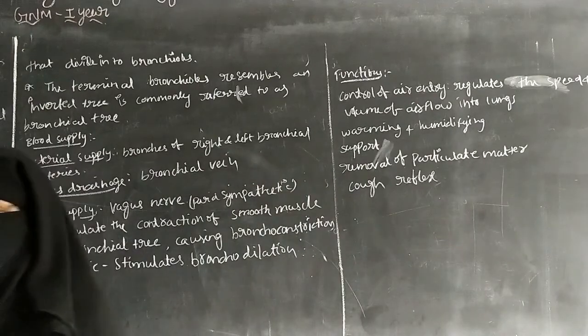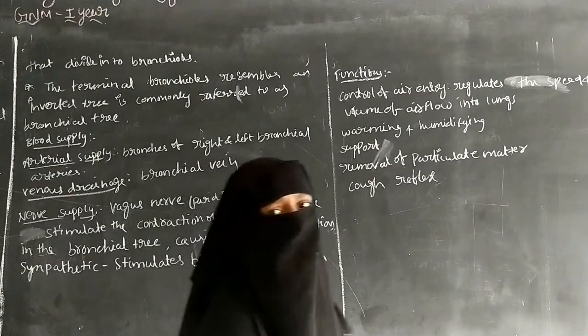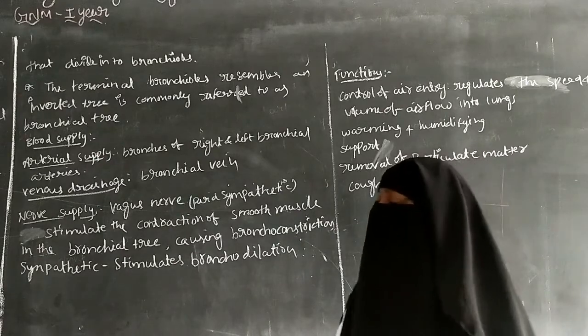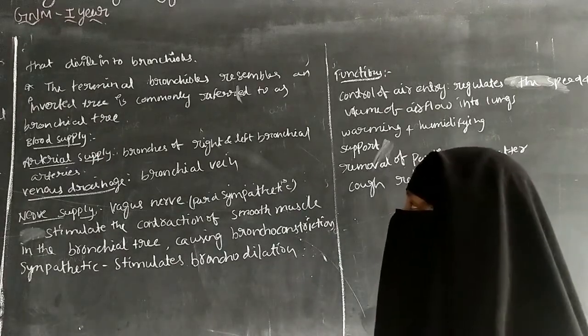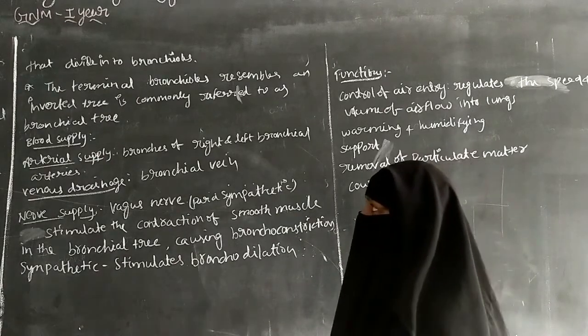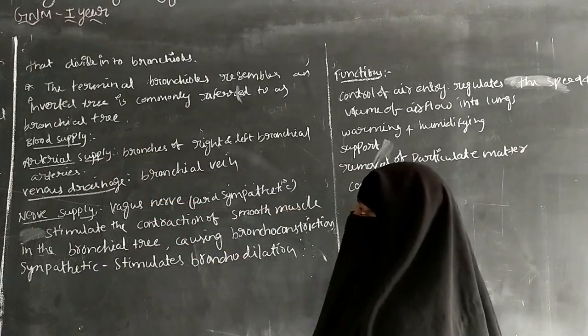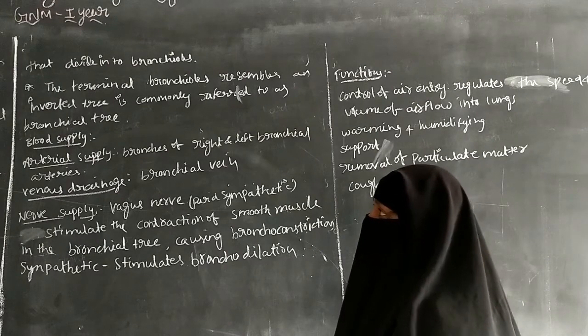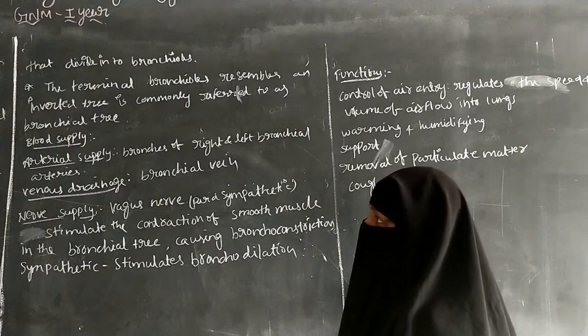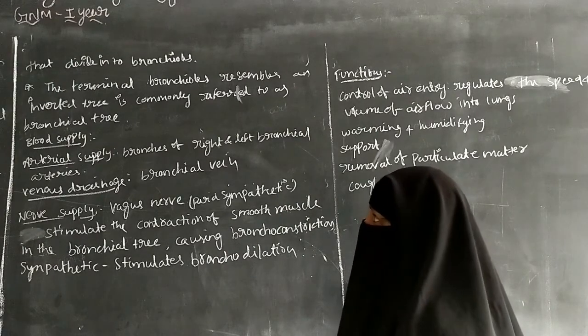So the tertiary bronchi divide into bronchioles and are formed like a tree. Because of this, we call it a bronchial tree. So that is the structure of the bronchi and the bronchioles.